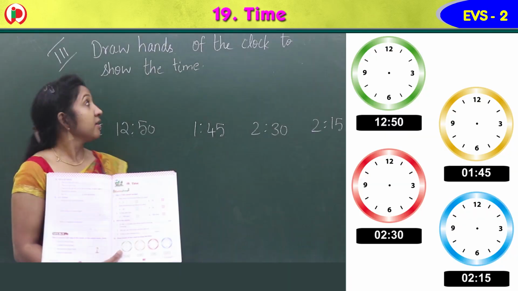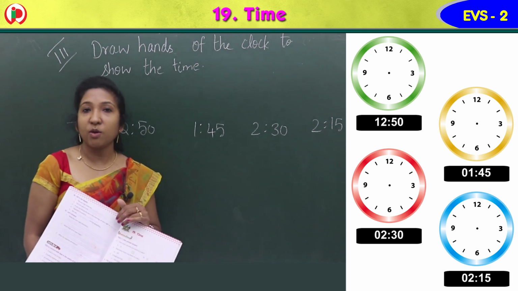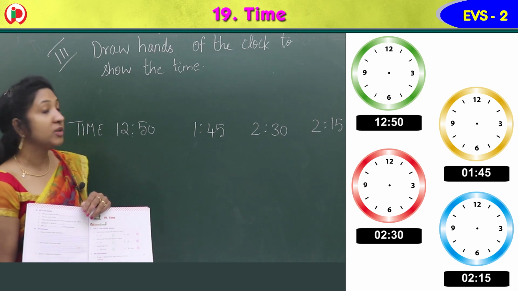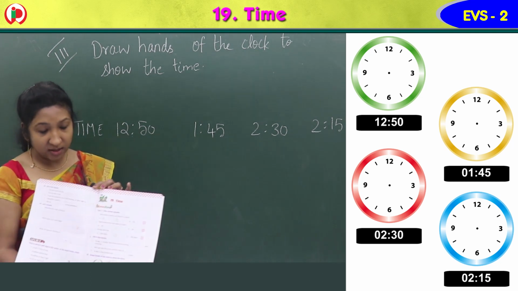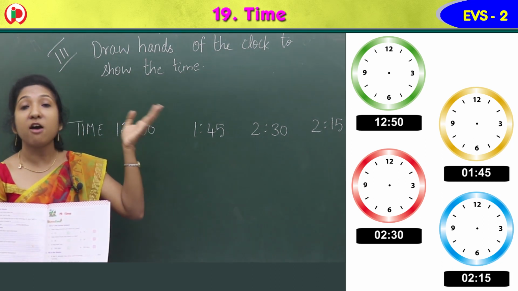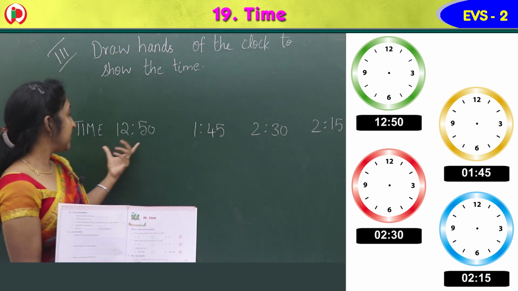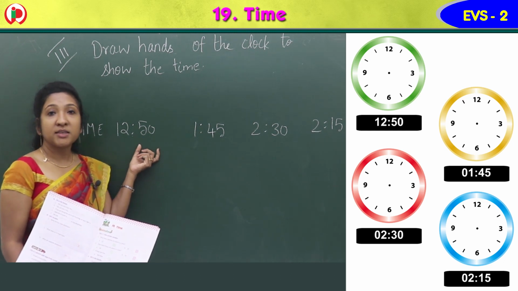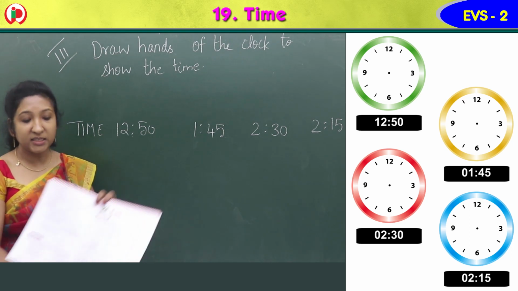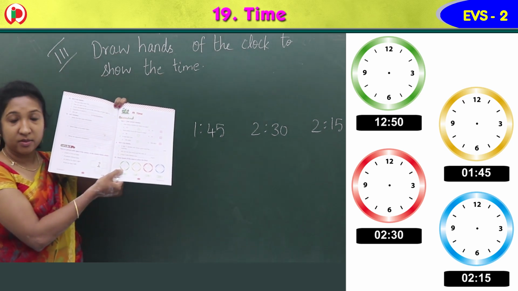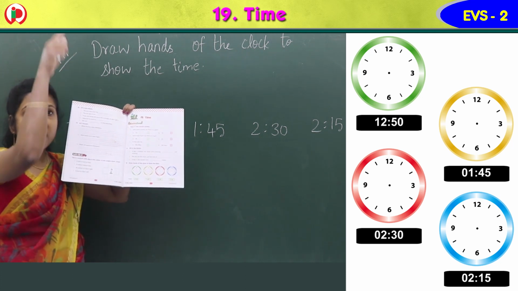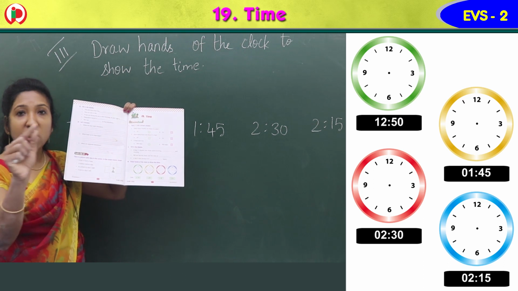Okay. Now the next exercise in the workbook, exercise 3. Draw hands of the clock to show the time. Here you can see the images of clocks and the time is given. Read the time and draw the minute hand and the hour hand in the clock shown there. The minute hand is the longer one, and the hour hand is the shorter one.